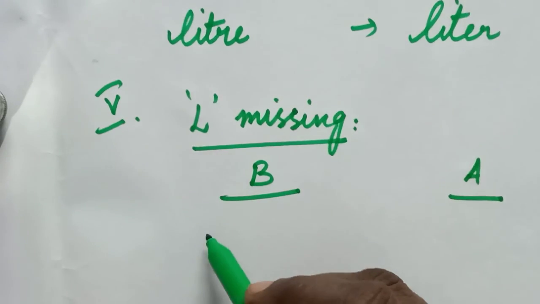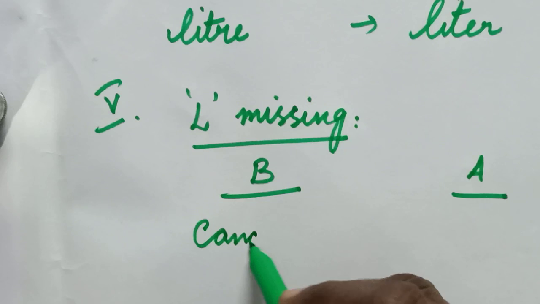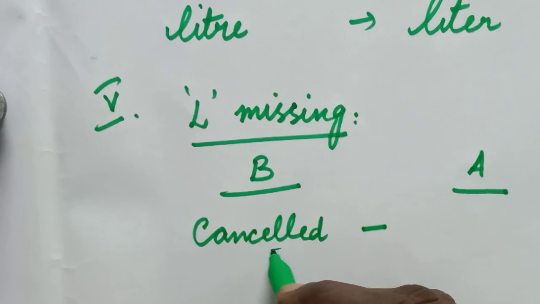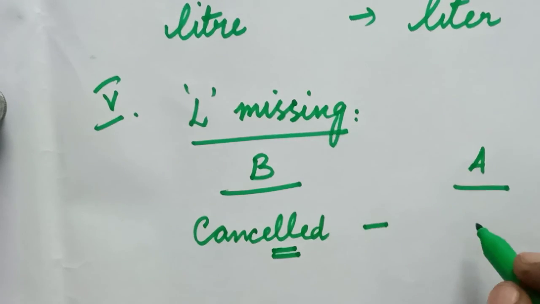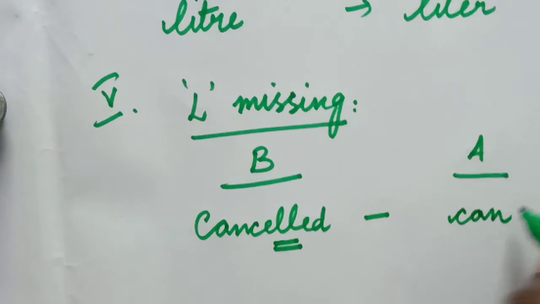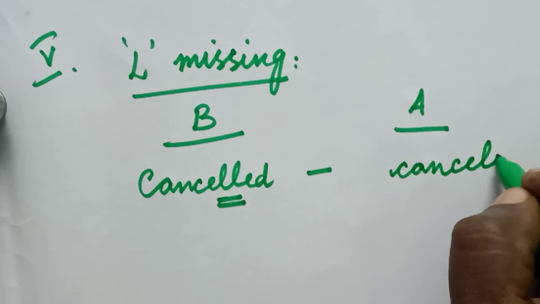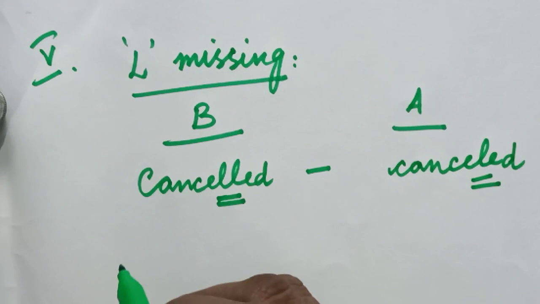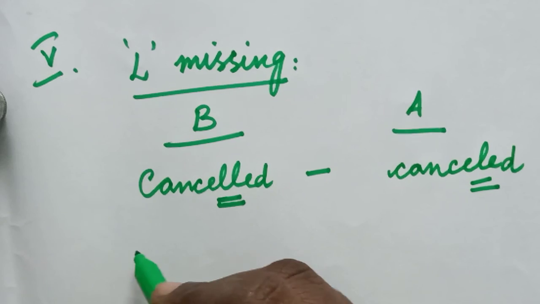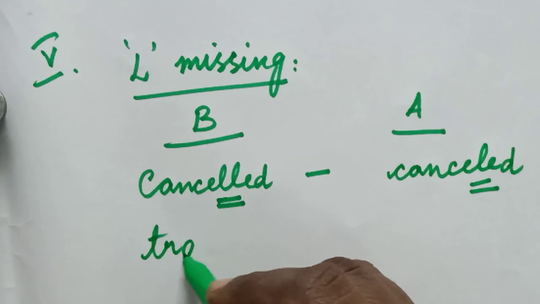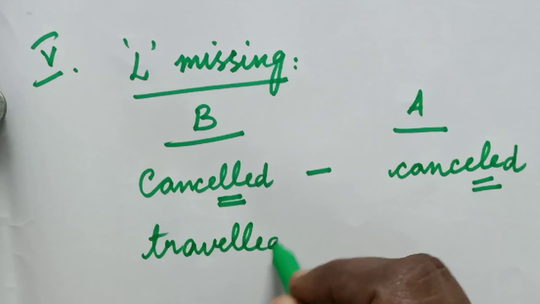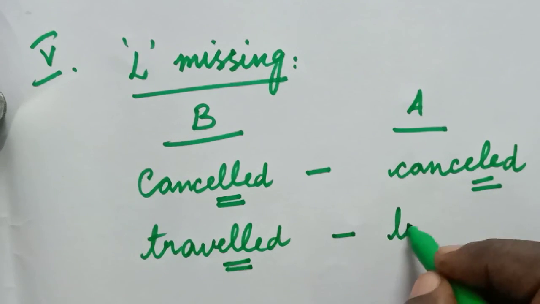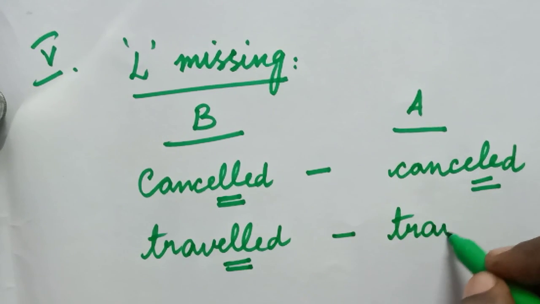For example, cancelled. We write cancelled with a double L in British English, and the same can be written with one L in American English. And travelled, again with a double L, and the same can be written with a single L.